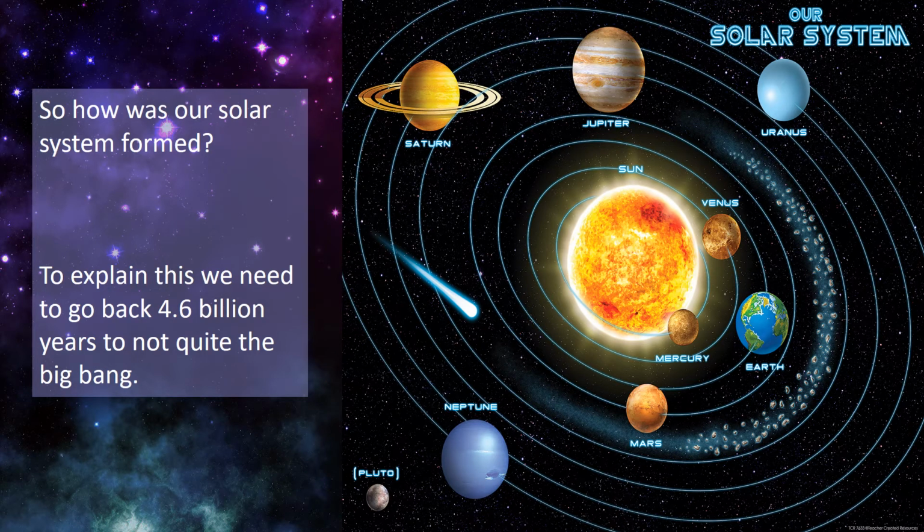So how was the solar system formed? We need to go back about 4.6 billion years, so just a bit younger than when the Big Bang happened. And we know the Big Bang was when all matter started from one single point and there was a big explosion and it all started moving outwards. And that's why the universe is expanding. So let's look at the history of our planet in comparison to this.